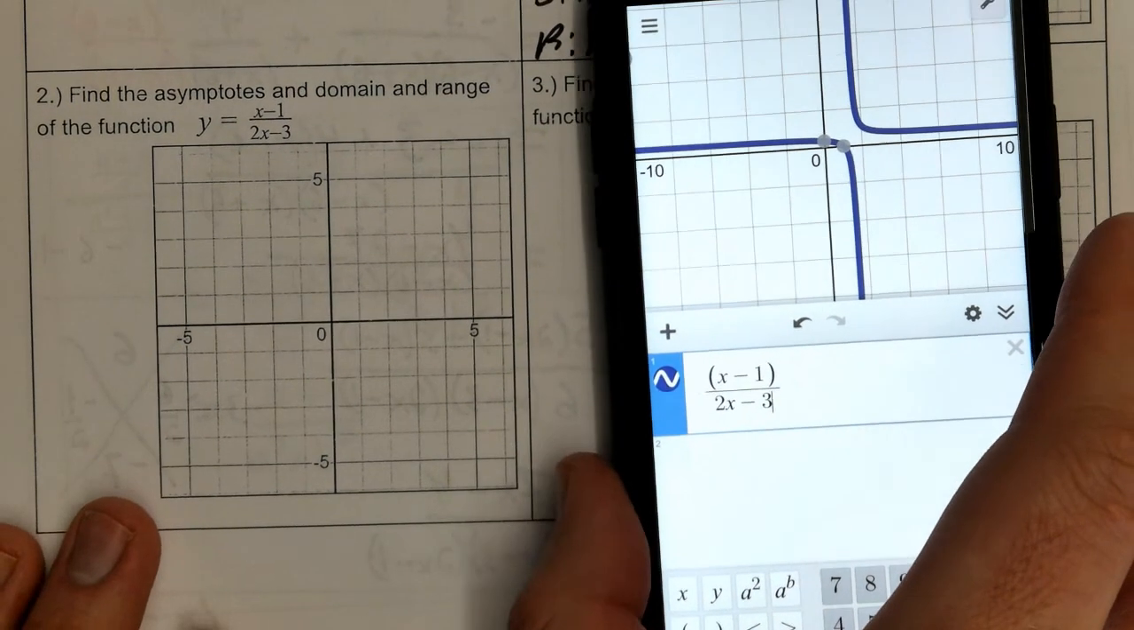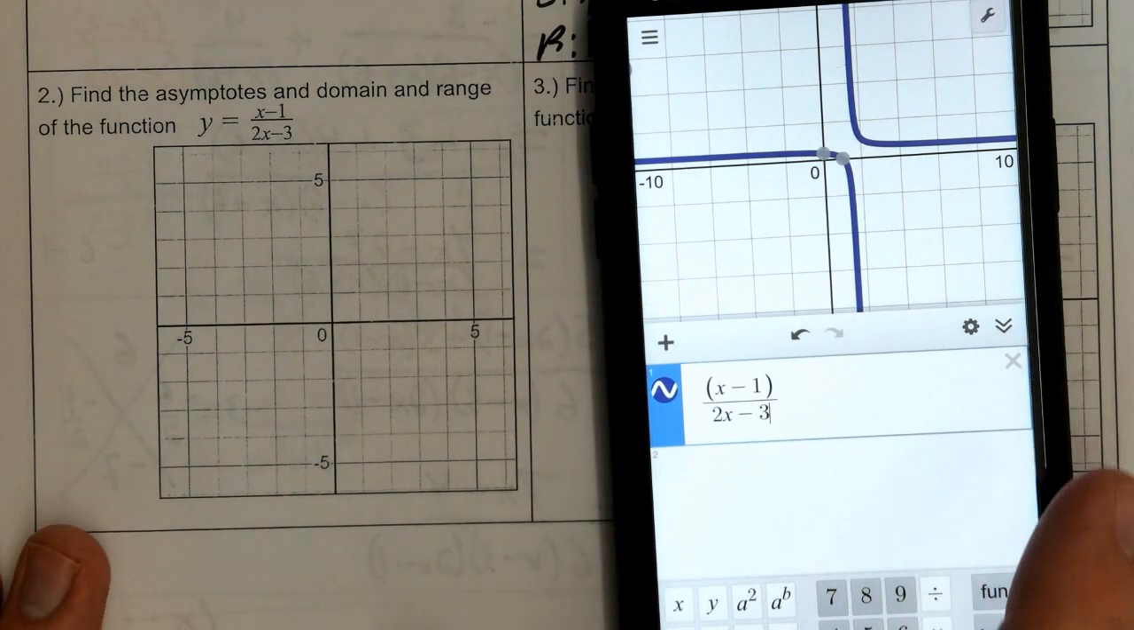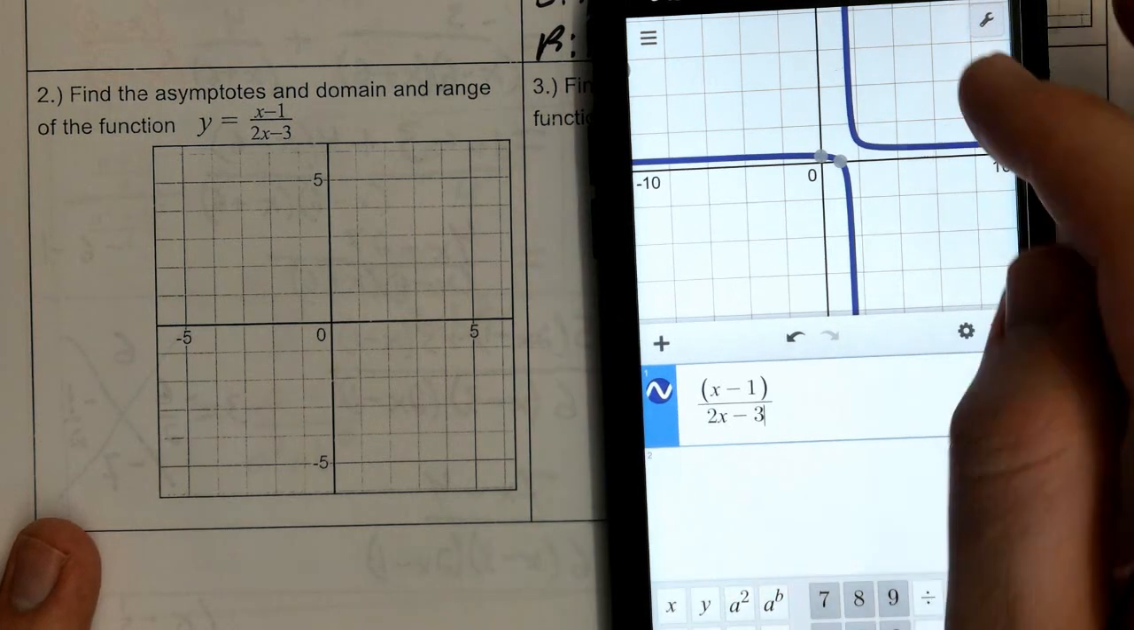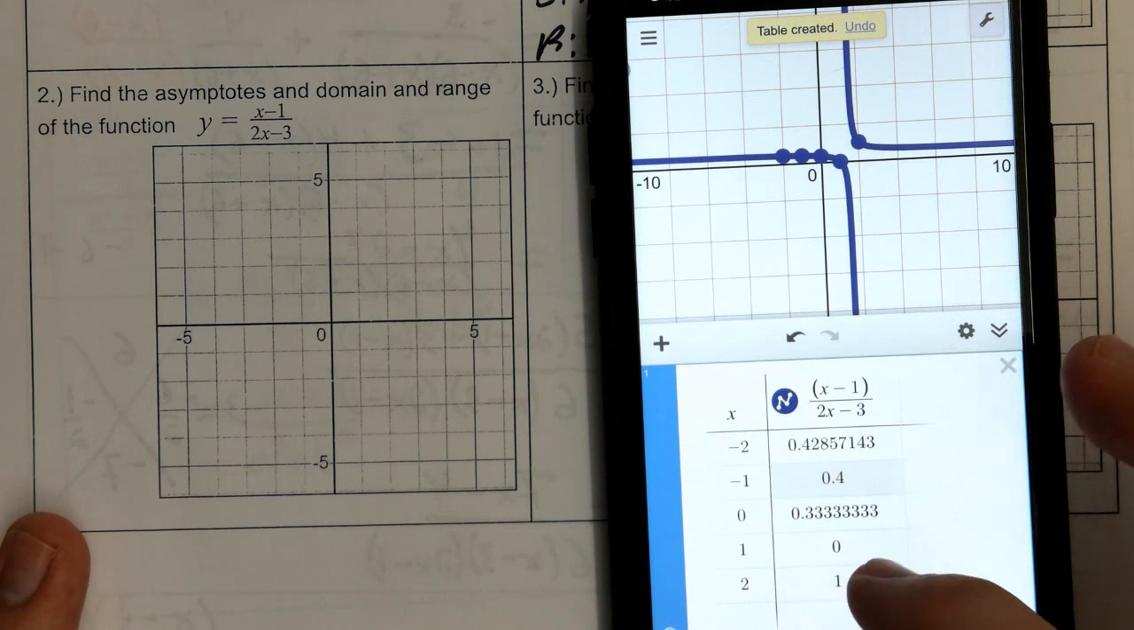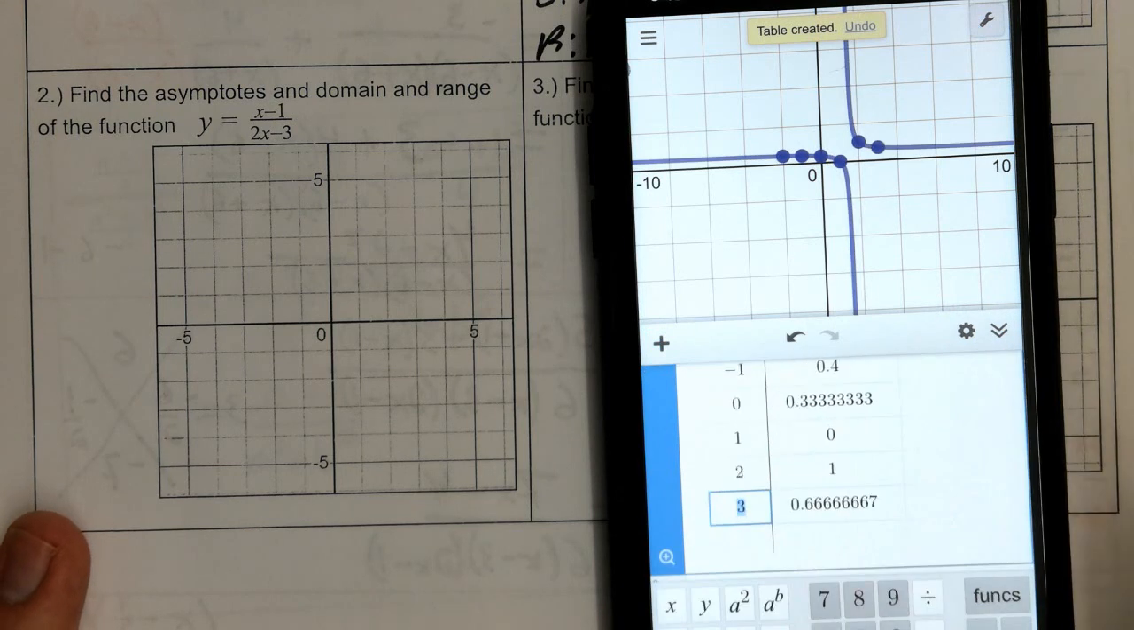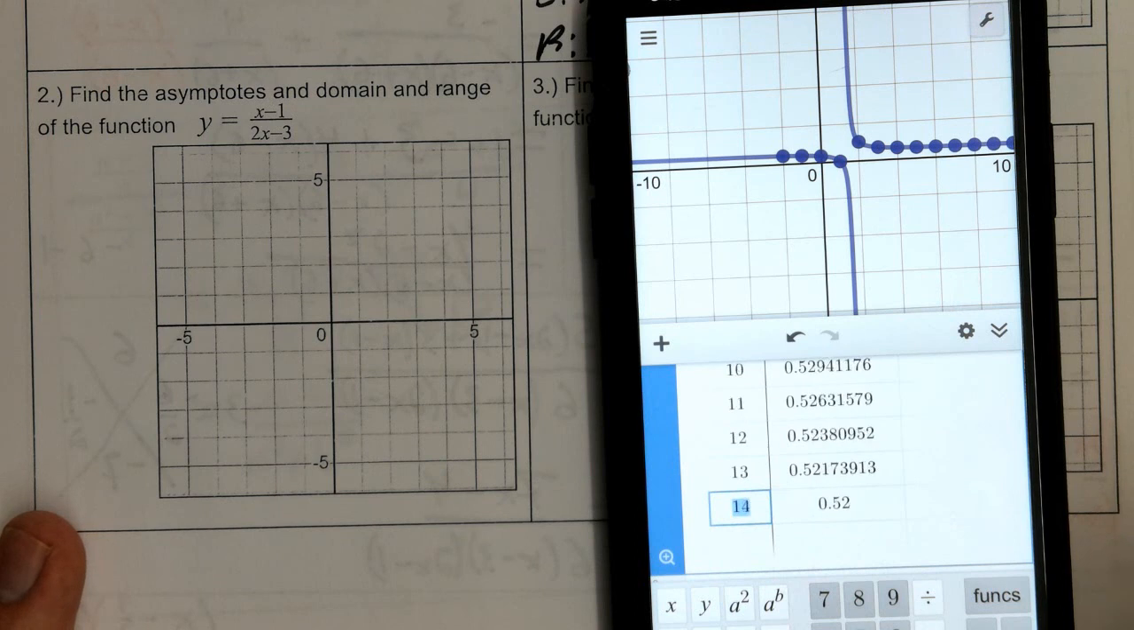And then what I'm looking for here is, again, I'm trying to find the asymptotes. So if I turn this into a table, I'll start with the horizontal asymptote, okay? So I'm going to look at bigger and bigger numbers for x, and I'm going to see that the graph is getting closer to 1/2.